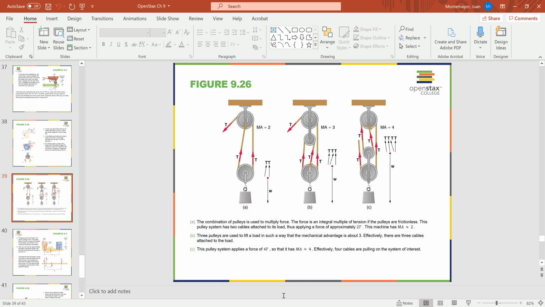For B, we're adding another pulley. 3 pulleys are used to lift the load in such a way that the mechanical advantage is about 3. Effectively, there are 3 cables attached to the load. And for C, we're adding another pulley. This pulley system applies a force of 4T, so the MA is about 4. Effectively, 4 cables are pulling on the system of interest. System of interest being right here.